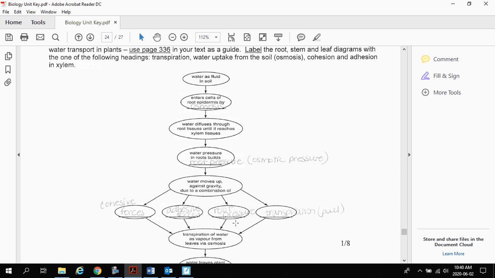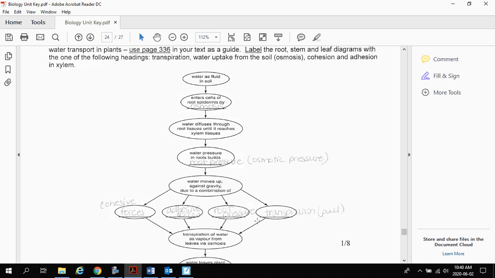Root pressure. Root pressure, again, is based on this part here: there's a lot of water moving into the root, so it's pushing on the water molecules that have already found their way to the xylem. And then the really big one is transpiration. At the level of the leaves, it's basically sucking the water up. It's pulling the water up the stem. So these four reasons are why the water moves against gravity.